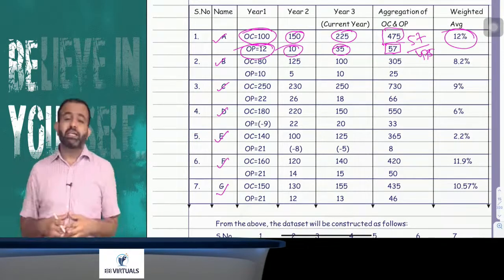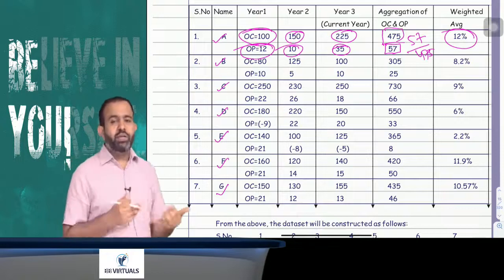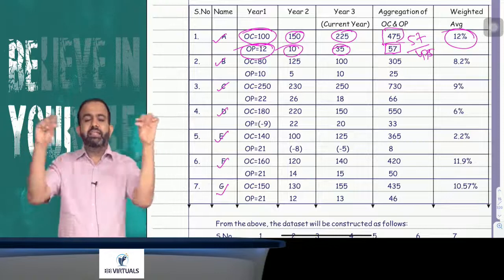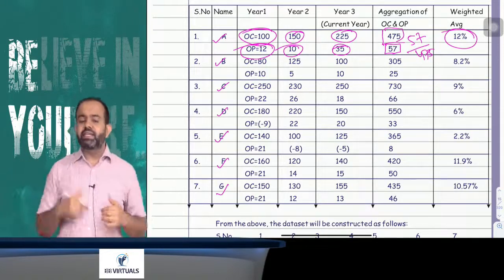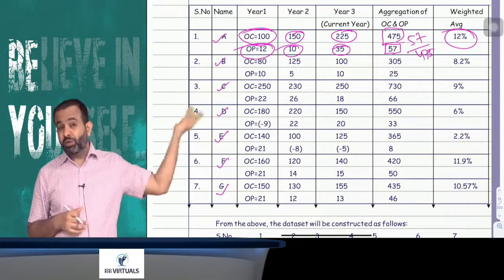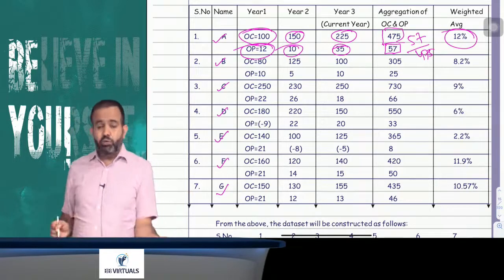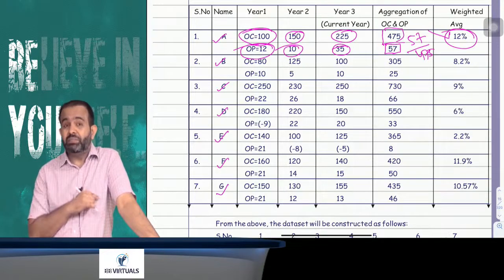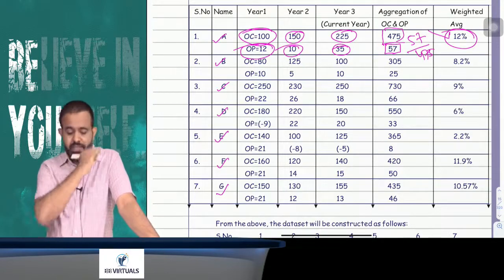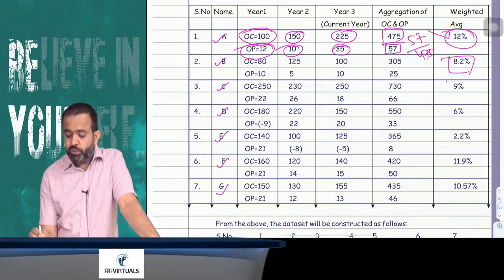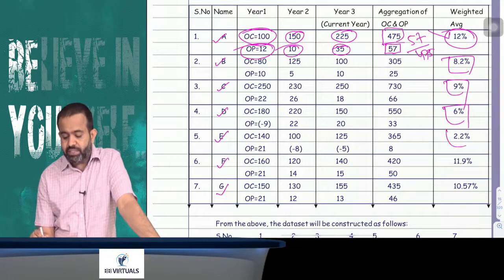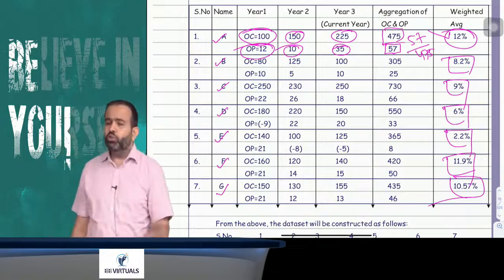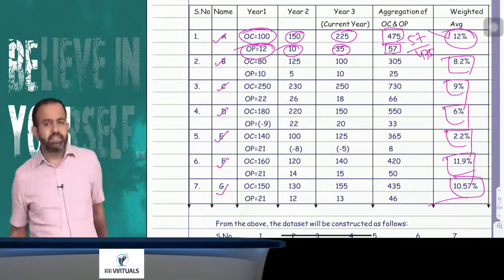Suppose in case of the resale price method, normally we calculate profit divided by sales. So just add the 3 years profit and the 3 years sales, and what you calculate will be your weighted average arm length price. So here 12% is the weighted average arm length price of A Limited, from the comparable company A Limited. B Limited 8.2%, C Limited 9%, D Limited 6%, 2.2%, 11.9% and 10.57%. So in total here are 7 arm length prices.